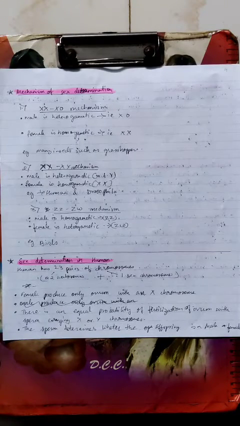Mechanism of sex determination. There are three mechanisms here. The first one, XX and XO mechanism. Here the male is heterogametic, that is XO, producing gametes with an X chromosome and gametes without an X chromosome. Female is homogametic, that is XX, and all gametes have X chromosomes. Example, many insects such as grasshoppers show this type of mechanism.